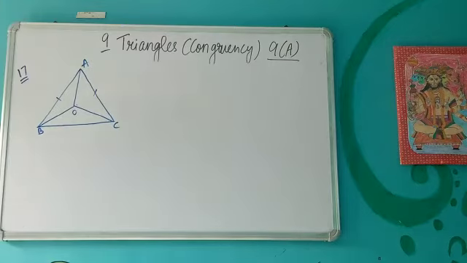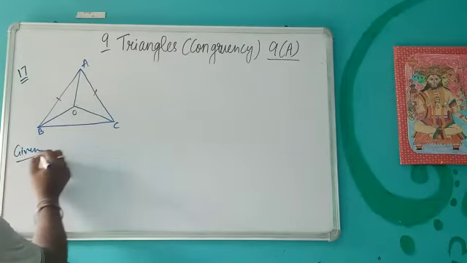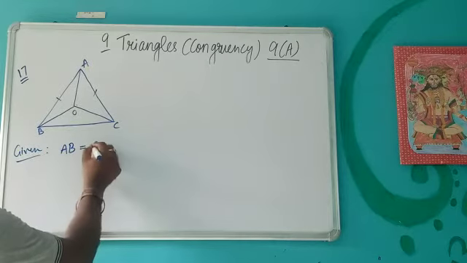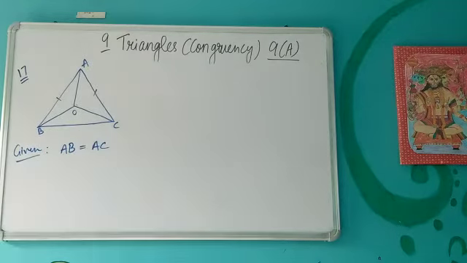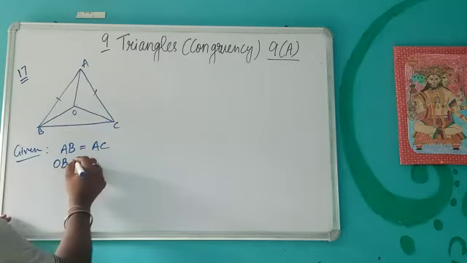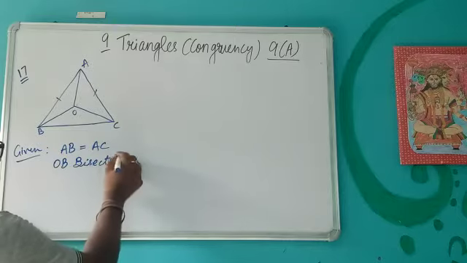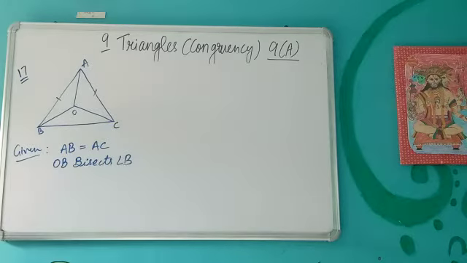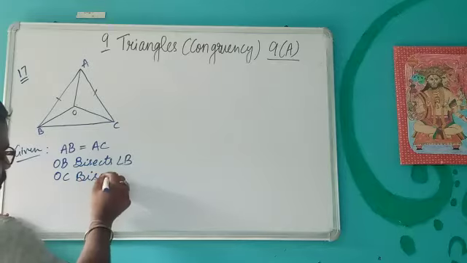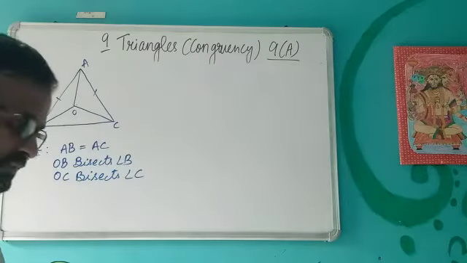Okay, so let's discuss one more question. So in this it is given that AB equals AC. What else is given? OB bisects angle B and OC bisects angle C. So OB and OC are the bisectors.